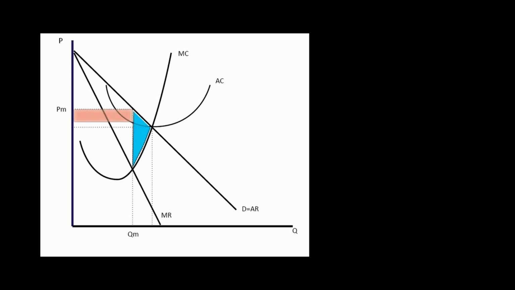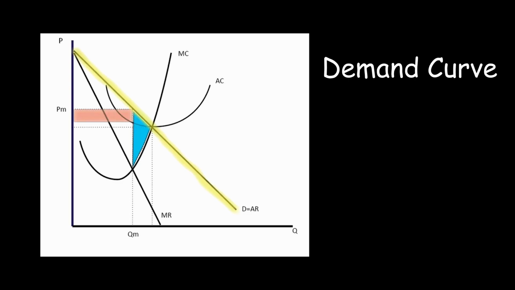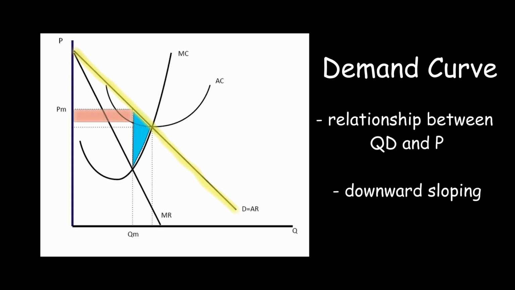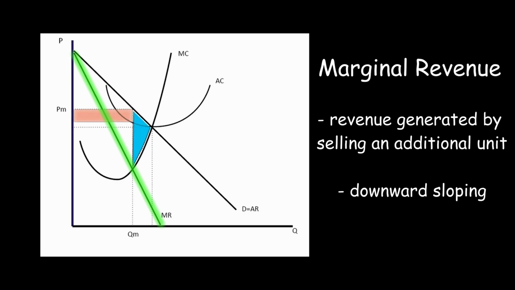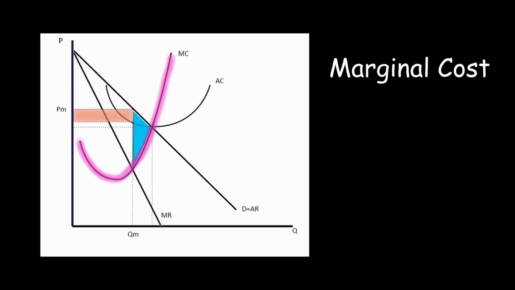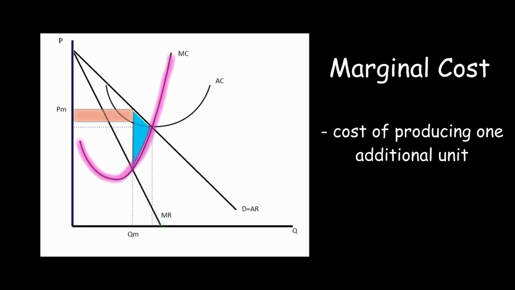The first element is the demand curve, which, as we already know, shows the relationship between the price of a product and the quantity demanded by consumers. Below that, we have the marginal revenue curve, which represents the additional revenue the firm earns from selling one more unit. Next, we have the marginal cost curve, which shows the cost of producing one more unit of the good. It typically slopes upward because as production increases, additional units cost more to produce.